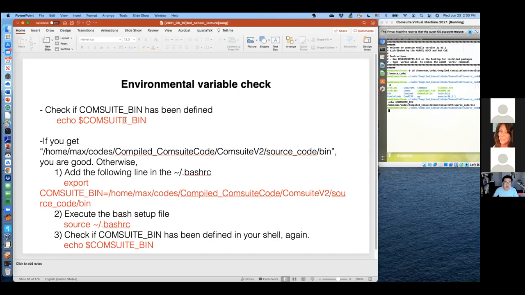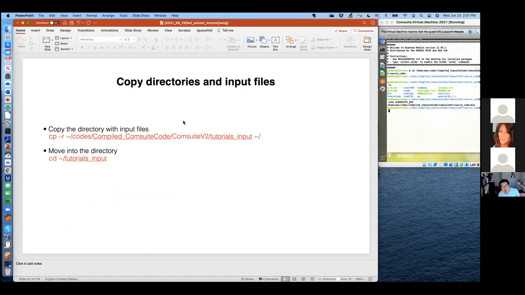And here I also stress that what you need to do is just follow the command with the LED color. So just follow that. Okay, then it's time to run the DFT calculation. First you need to copy all the input files. I created all the input files for the hands-on session, so please copy them to your home directory using this command: the compiled COMSUITE code, COMSUITE version 2, tutorials input, and copy to the home directory. I hope you didn't see any problems.